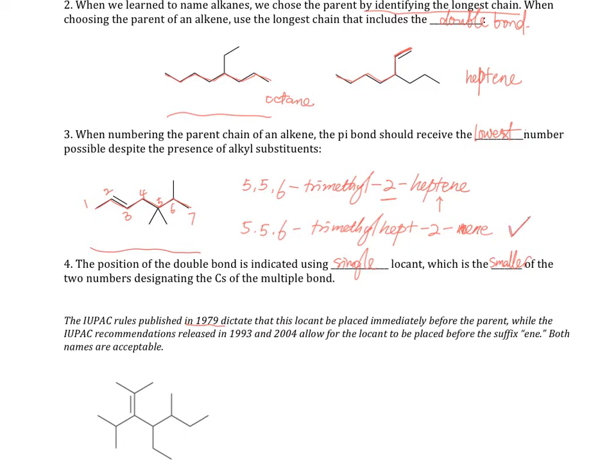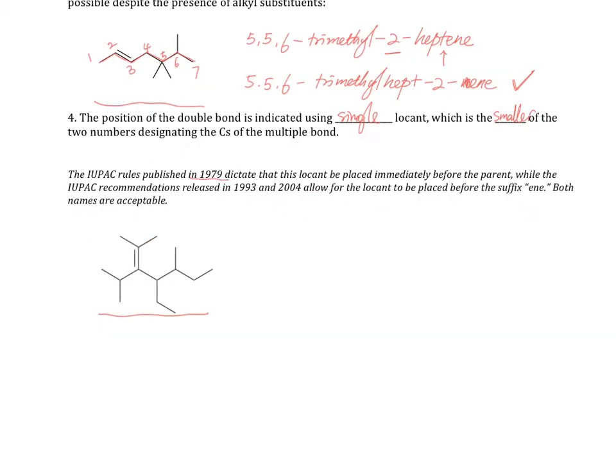Okay, if you want to pause the video and practice naming this structure. Okay, let's take a look. First, identify the longest parent. No, actually, the parent that includes the multiple bond. The longest chain that includes the multiple bond, which is going to be heptane, and then identify the substituents. Number from which direction? Up, so that you can give the multiple bond the smallest locant.